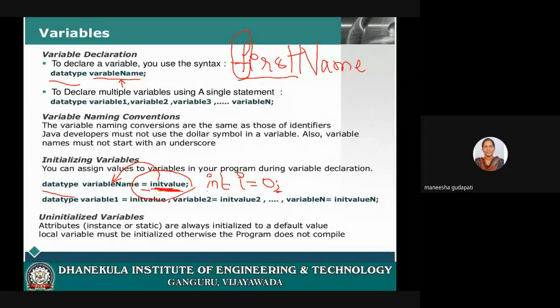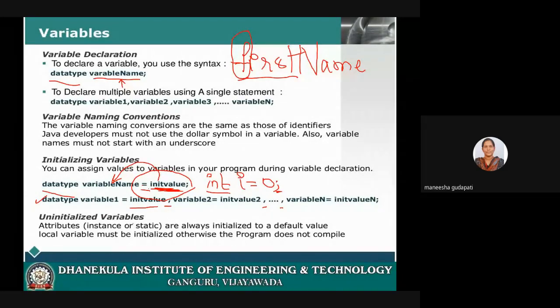Suppose in this integer data type, in my program I have multiple variables, then you can go with the second way by separating each variable with a comma. This is what you have already learned in your C programming. While declaring, if you are not providing any initial value, then it is called an uninitialized variable.